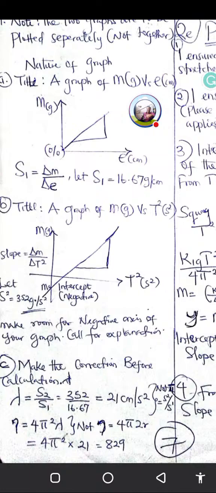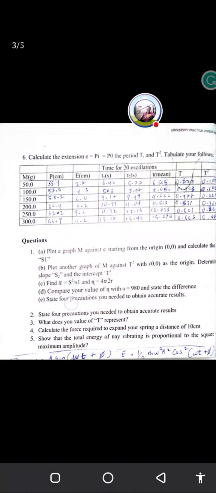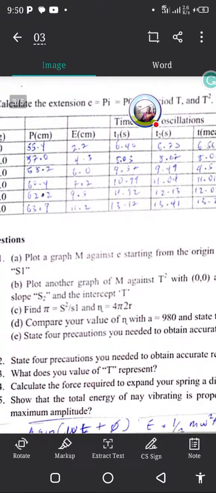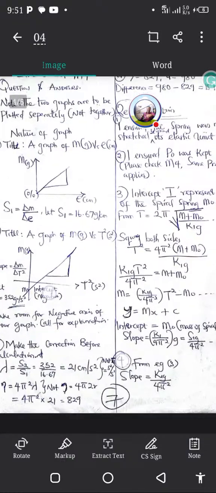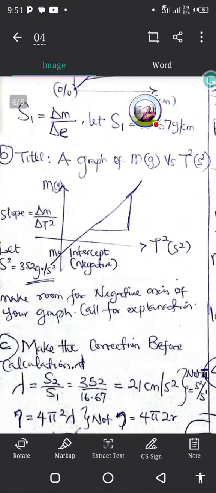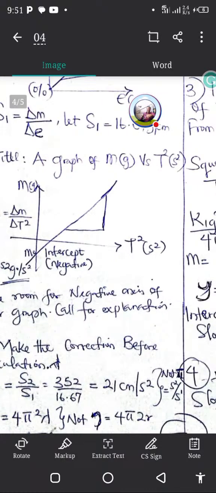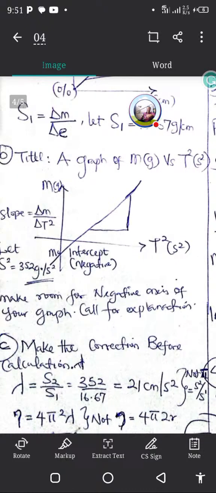Okay, so now let's go back to question C. Don't forget that question C says find lambda, which I corrected from pi to lambda, S2 over S1. So we look at the solution here. What they mean is that you divide your S2 by your S1. I believe with all the things I've said earlier, this part should be very easy for anybody to work on. That is S2 over S1, not S squared over S raised to power 1. So it's S subscript 2 over S subscript 1, which is 352 over 16.67, the slope of the second graph against the slope of the first graph.